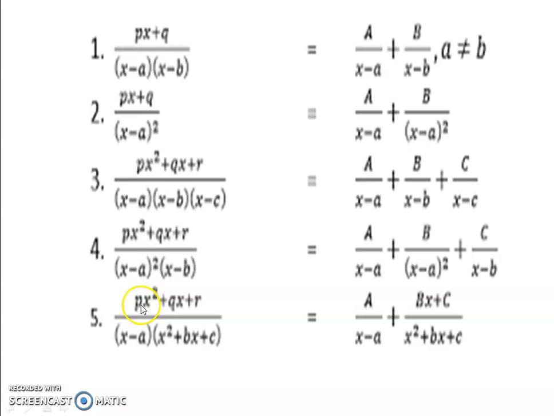If the numerator has the quadratic equation px square plus qx plus r upon x minus a as the first factor, but the second factor is a quadratic equation x square plus bx plus c, we consider that x square plus bx plus c is not equal to 0, meaning this quadratic equation has no real factors. Then it is applicable: capital A upon x minus a plus capital Bx plus C upon x square plus bx plus c. In all the lectures of partial fractions, you must know the fifth pattern of partial fraction format always and revise this again and again.